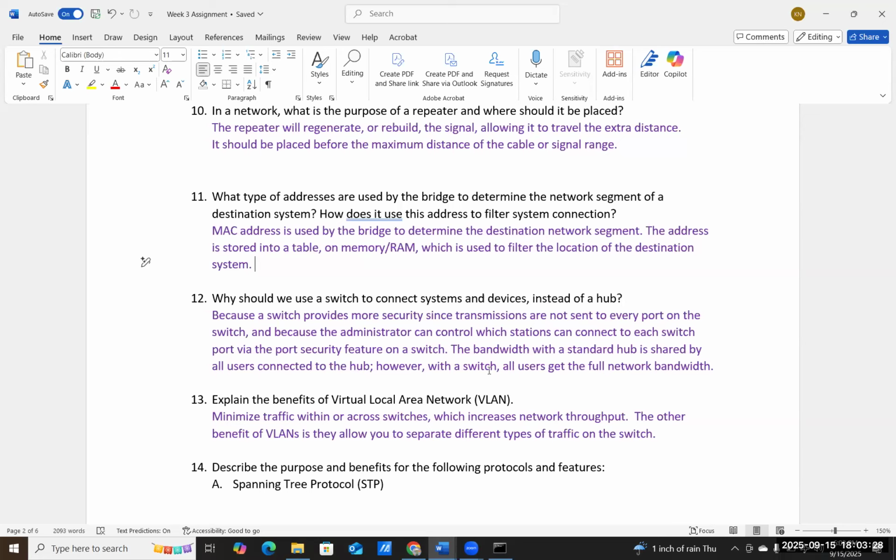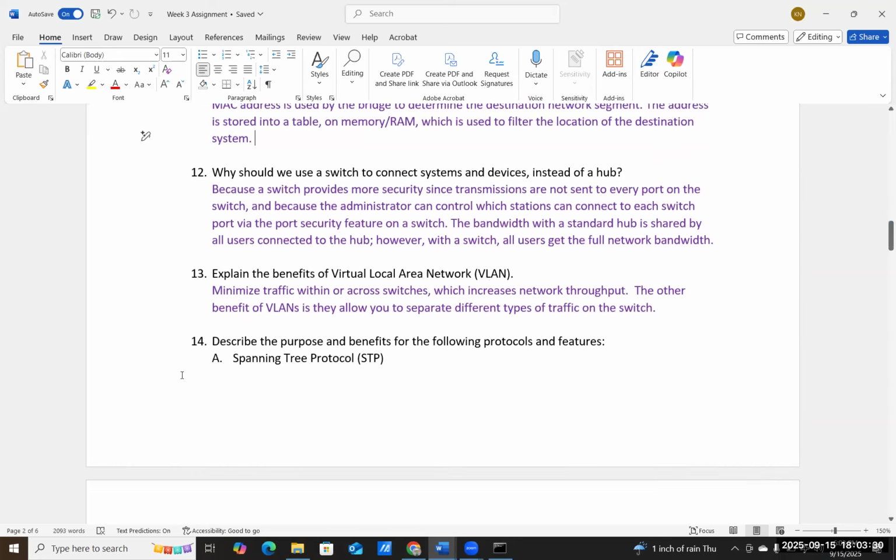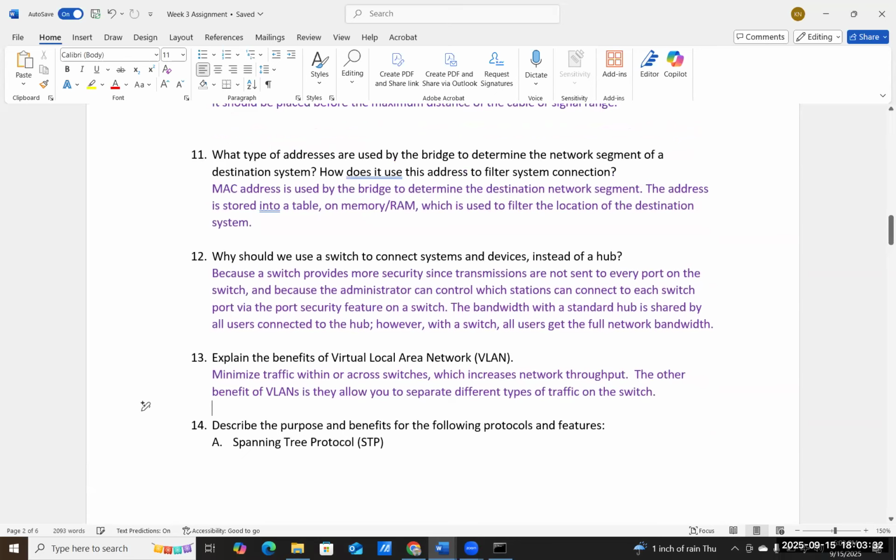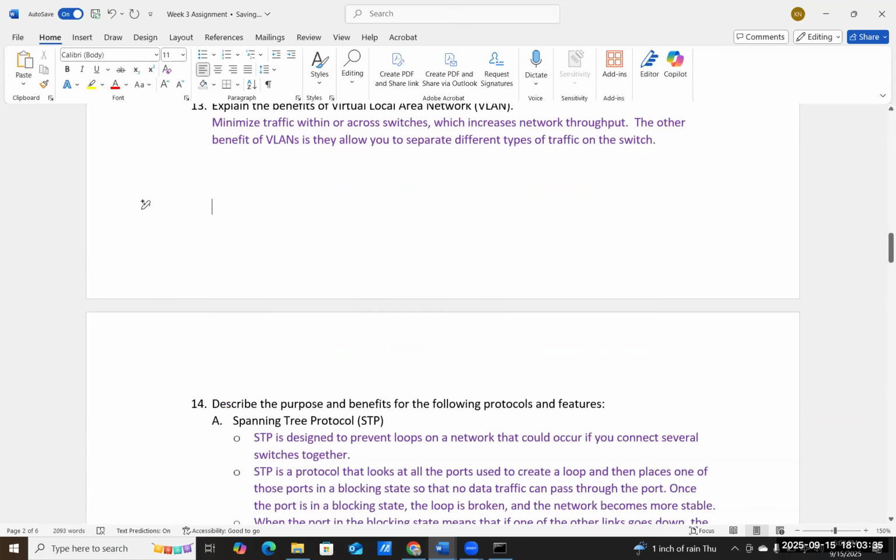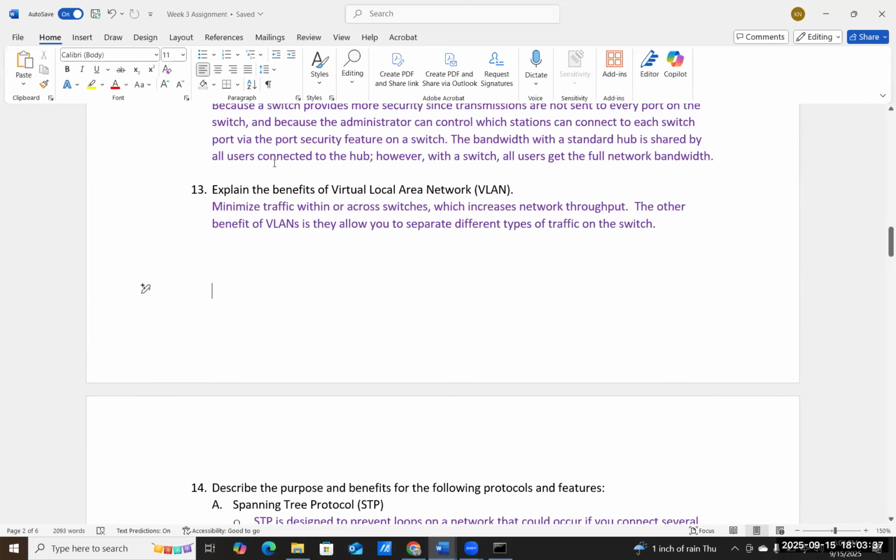Okay. So let's talk about some of the protocols that you see with the switches. Let me move this down a little bit.